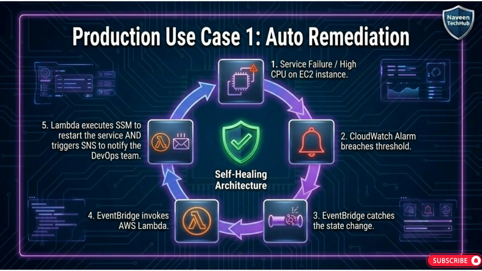Now let us look at a real production use case, auto-remediation. Suppose an application server becomes unhealthy or CPU is continuously high. CloudWatch detects the issue and changes the alarm state. EventBridge captures that alarm event. Then Lambda is invoked automatically. Lambda can perform actions like restarting a service, creating a ticket, scaling resources, collecting diagnostic logs, or notifying the team. This is called self-healing architecture.